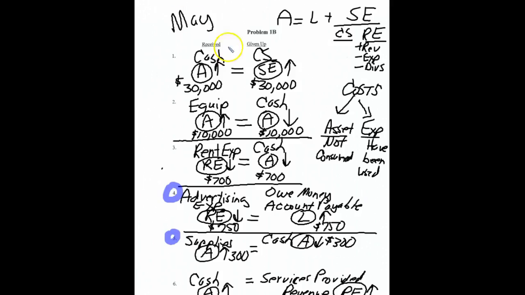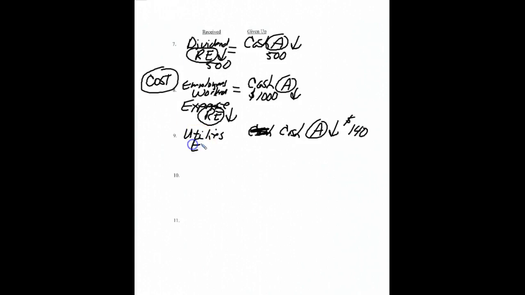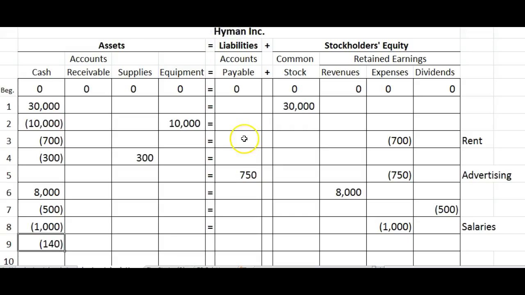Utilities is a cost. Is it an asset or an expense? Have we used it or have we not used it yet? Well, we've used those utilities for the month of May, so it's an expense. Expenses are a component of retained earnings, causing retained earnings to go down. So we've got assets going down 140, and we have retained earnings going down 140. So putting it on the horizontal model, cash will go down, and then we will have expenses causing retained earnings to go down, and we will label that utilities. And again, that keeps the equation in balance.